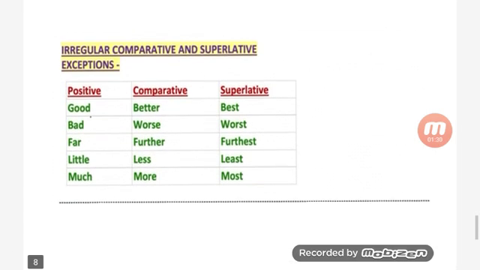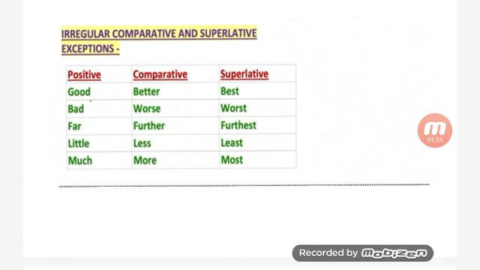Now next, some have irregular comparative and superlative forms. Positive, comparative and superlative degrees. Now look at here. Good. Here we have not used er in good. We have used here better. Then the superlative degree is best. Bad. So the comparative degree is worse, and the superlative is worst. Far, further, furthest. Little, less, least. Much, more, most. So these are irregular comparative and superlative degrees. Okay, and you have to learn them.